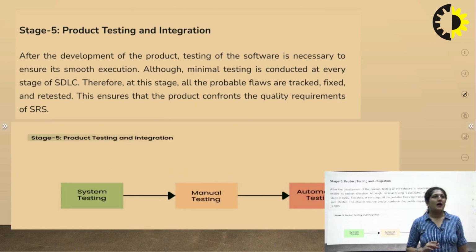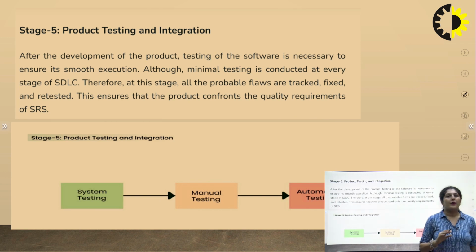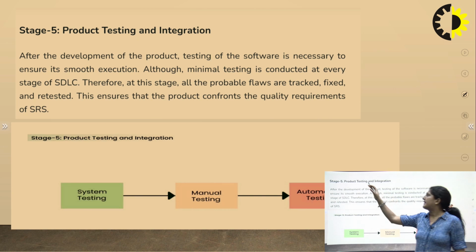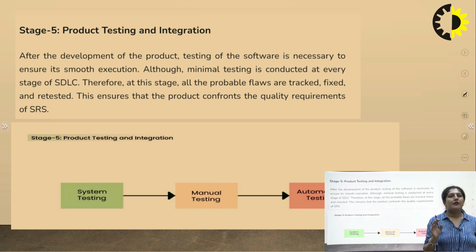Now next comes product testing and integration. Once the coding is done, we have to test whether the software is working properly according to the requirements of the software. So after the development of the product, testing of software is very necessary for smooth execution. Minimal testing is conducted at every stage of the SDLC. To track the flaws, fix them and retest them, there comes the product testing and integration phase.